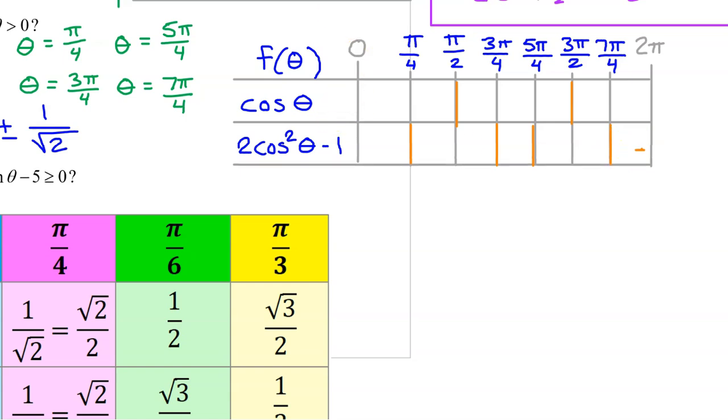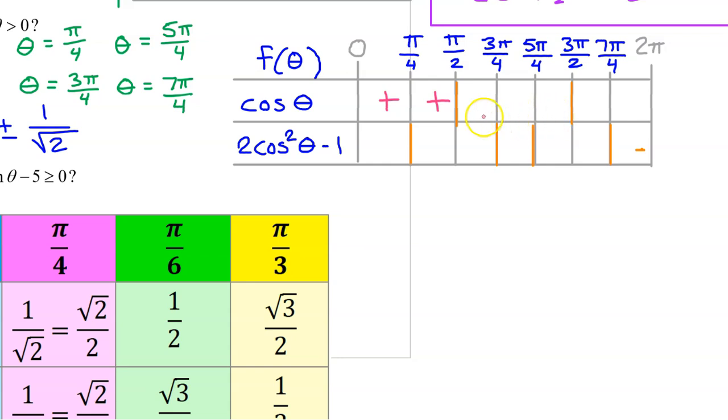So let's go back to cosine theta. We need to decide whether this factor is positive or negative in each of these 3 intervals. In the first interval, we can just use 0. Since that is not one of the places where cosine is equal to 0, I can plug in this endpoint. The cosine of 0 is positive 1. So I know that cosine will be positive in both of these intervals.